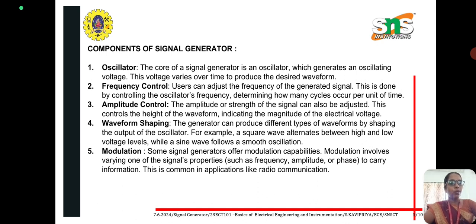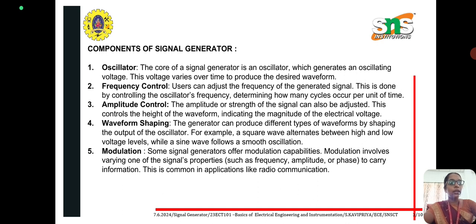Fourth one is the waveform shaping. The generators can produce different types of waveforms by shaping the output of the oscillator. For example, a square wave alternates between high and low voltage levels, while a sine wave follows a smooth oscillation.